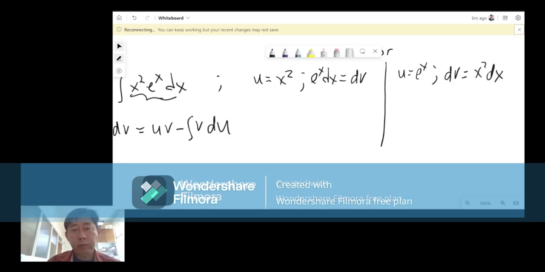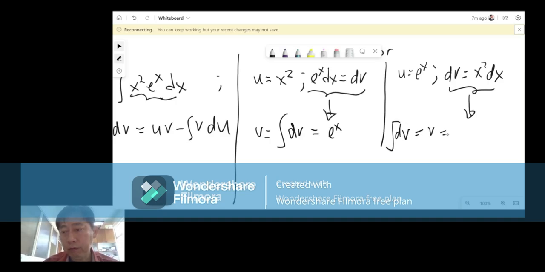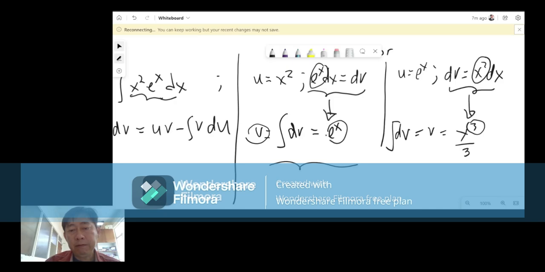So which one should you choose? One criterion to make your choice is by looking at the dv term. When you integrate the dv term, you get the expression of v. And here, when you integrate it, you get a term of e power x. If you integrate the differential of dv, you get v, which ends up as x power 3 over 3. Here, you compare the expressions of v. It increased the power in x from power 2 to power 3. However, in this case, when you integrate the dv, the exponent remains the same. Before integrating, the exponent is e power x, and after integration, v remains e power x.